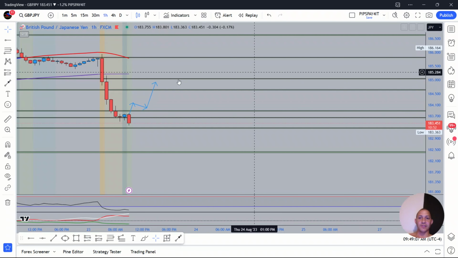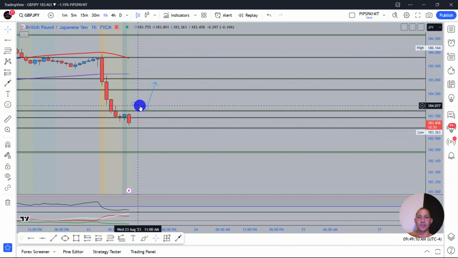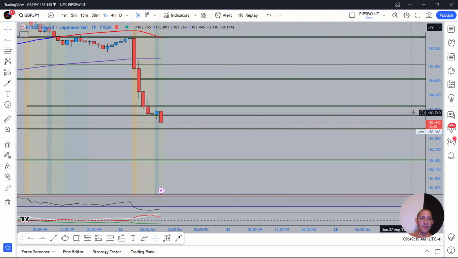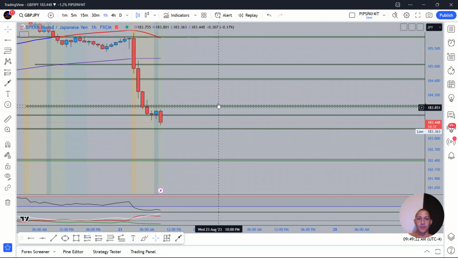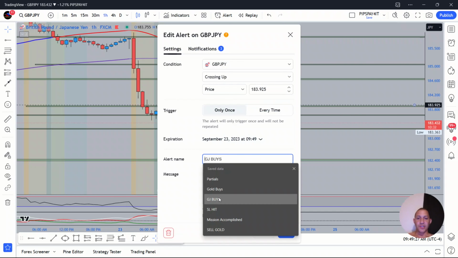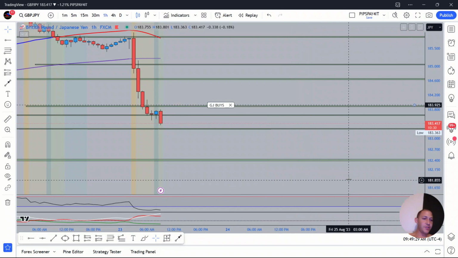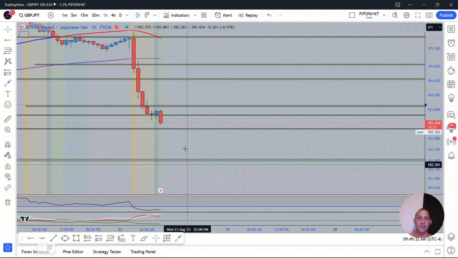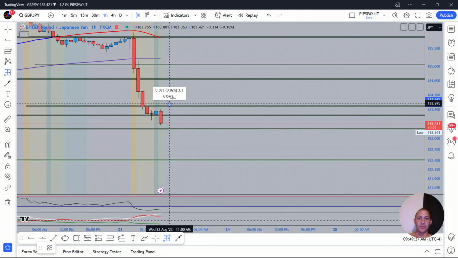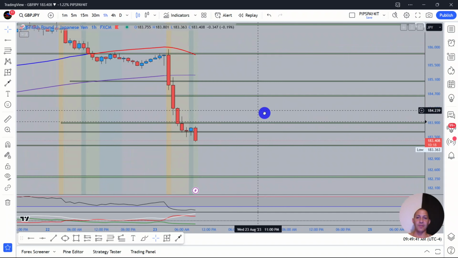Definitely looking for buys. What I do is I set alerts on my phone. So I'm gonna set an alert right here at 183.925. And with that alert, I'm gonna press going up. I'm gonna put GJ buys. That's pretty much it. Once that hits, this is a range, I use this tool here, of like 63 pips that I'm looking for. So keep that in mind.